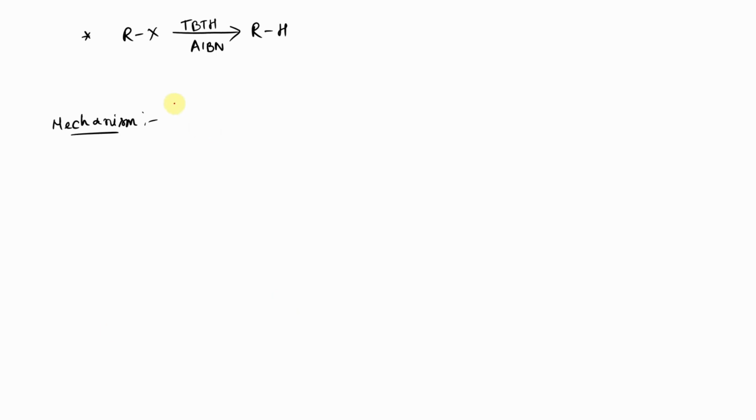If you observe carefully, we have written TBTH, that is nothing but tributyl tin hydride, with AIBN. So what is this AIBN? It is a side reagent which is used along with the TBTH, which is also helpful for the conversion of alkyl halide to alkane. So what is this AIBN? This AIBN is given the name azobisisobutyronitrile.